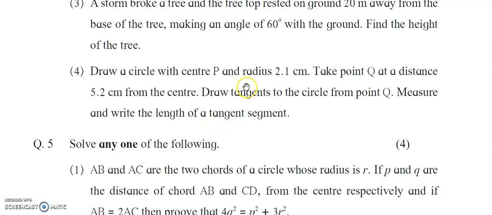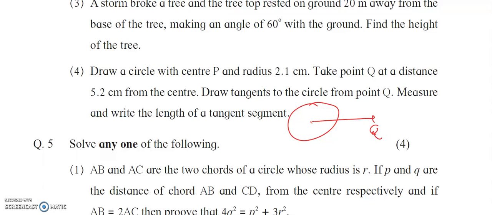Means what? You have to first of all draw the circle of radius 2.1 centimeter. From the center, you take the point Q at a distance of 5.2. We will take it like this. First, the circle of 2.1 centimeter, and next take the point Q at a distance. Now what is next?